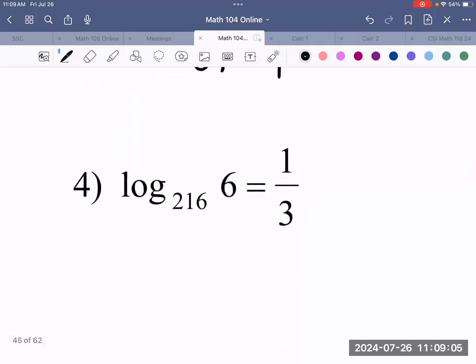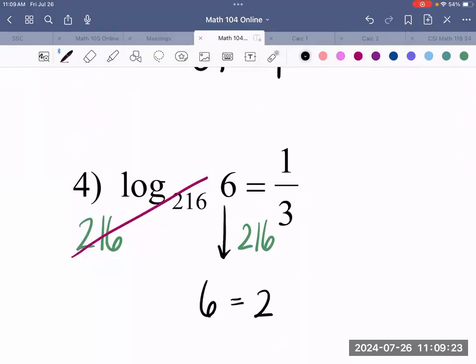Doing it here, again, finding your base, 216. What you do to one side, you do to the other, 216. So the bases cancel and your 6 drops. So 6 is equal to 216 to the 1/3.